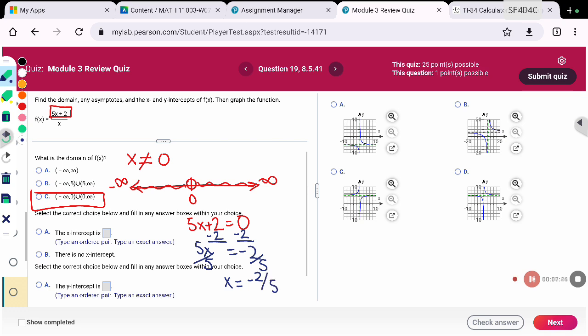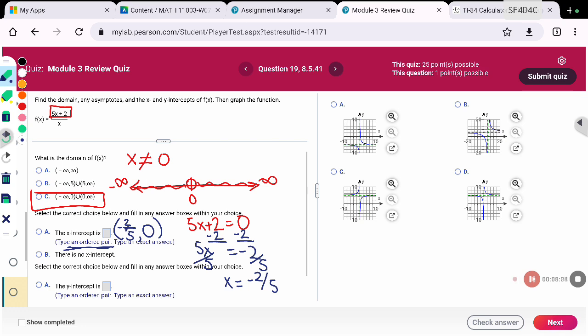Now, you'll notice when you type in this answer, it'll say type in an ordered pair because it is an intercept, which is a point. The x-coordinate will be negative 2/5, and the y-coordinate is 0.